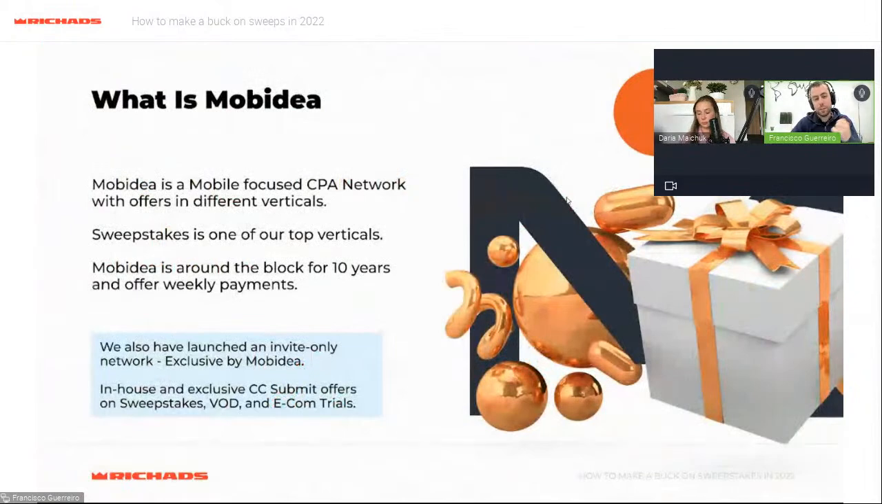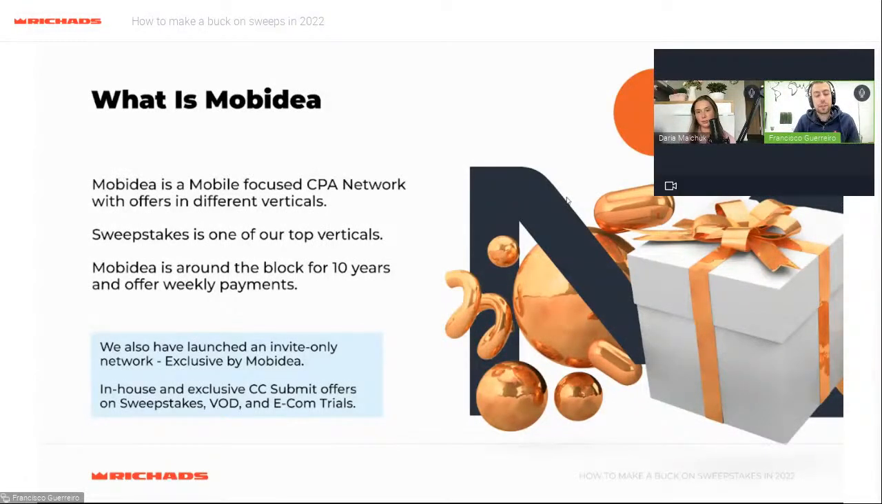Now, first of all, what is Mobidea? Mobidea is a mobile CPA network with offers in very different verticals. We have offers in mobile content, in dating. Sweepstakes, of course, is one of our top verticals, and we've been around the block for almost 10 years, actually 11 years soon, next month.